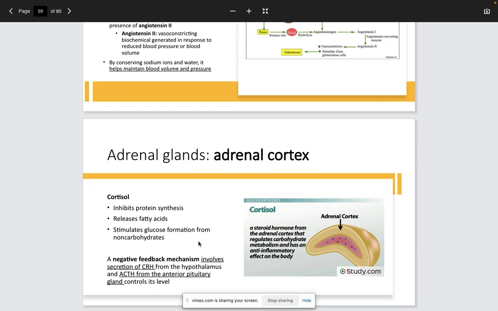The negative feedback mechanism is going to involve the secretion of, remember, the releasing hormone from the hypothalamus, this neural connection, and then it's going to cause the increase in ACTH from the anterior pituitary gland. And then we're going to have this increase in cortisol. It's going to be responsible for this inflammatory response, right? This anti inflammatory response, as well as raising blood glucose levels.